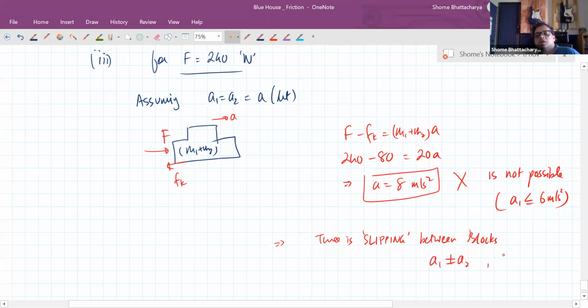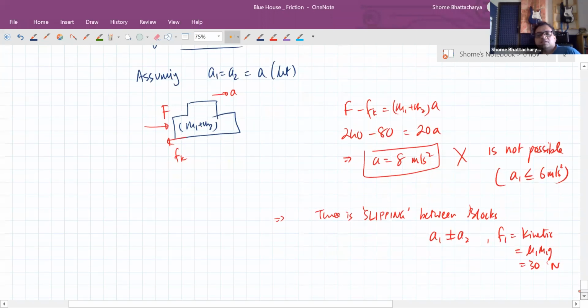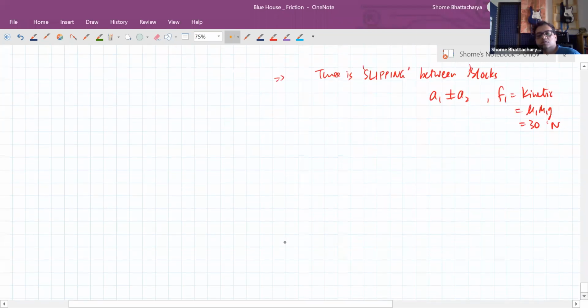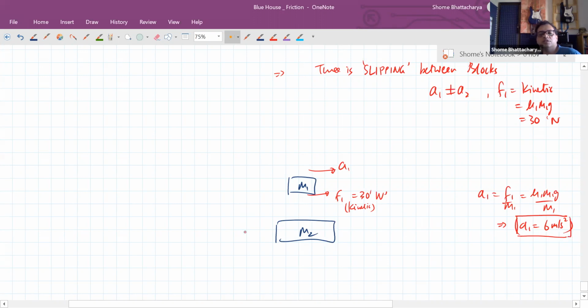A1 is not equal to A2, and F1 is kinetic friction. So it's equal to mu1 m1g. So it is equal to 30 newtons. So the moment we understand there is slipping, we have to make the individual free body diagrams. So in the individual free body diagrams, this is kinetic friction of 30 newtons, which will give this an A1. A1 will become 6 meters per second square, as we had expected. When there's slipping between the two, this has to move at 6 meters per second square. But this one will have a larger amount of acceleration.